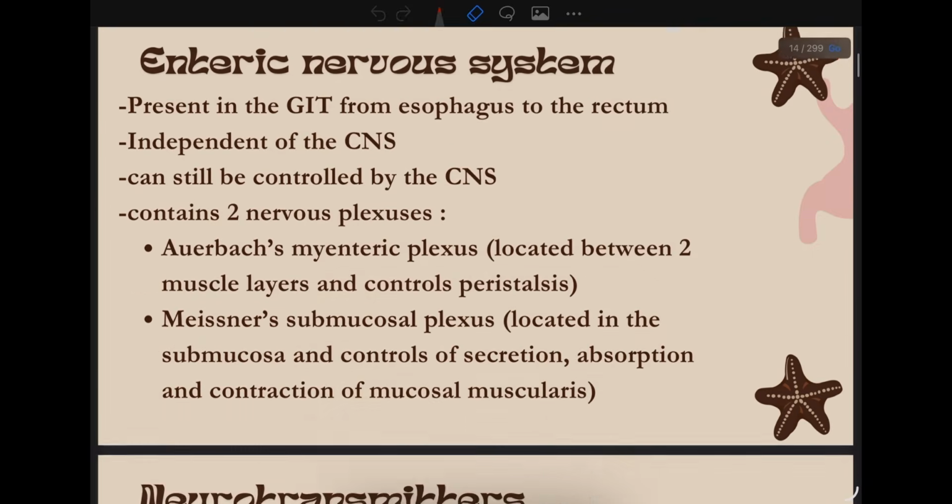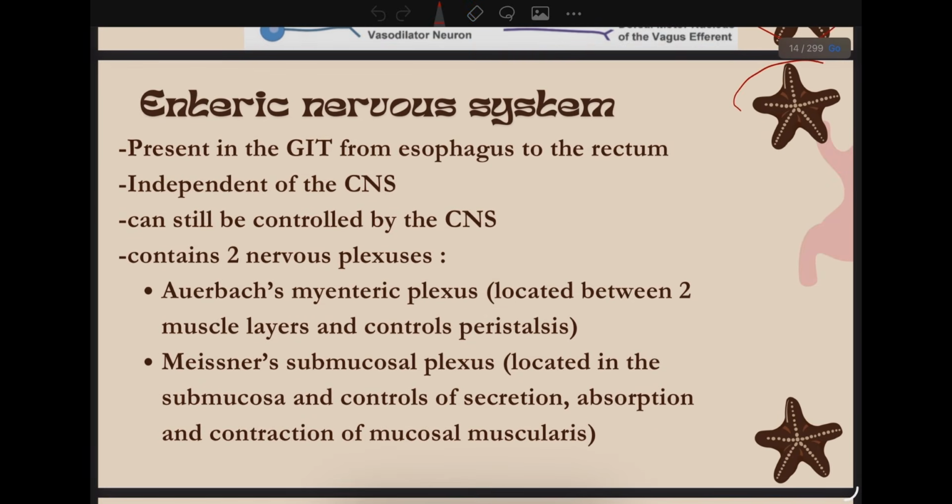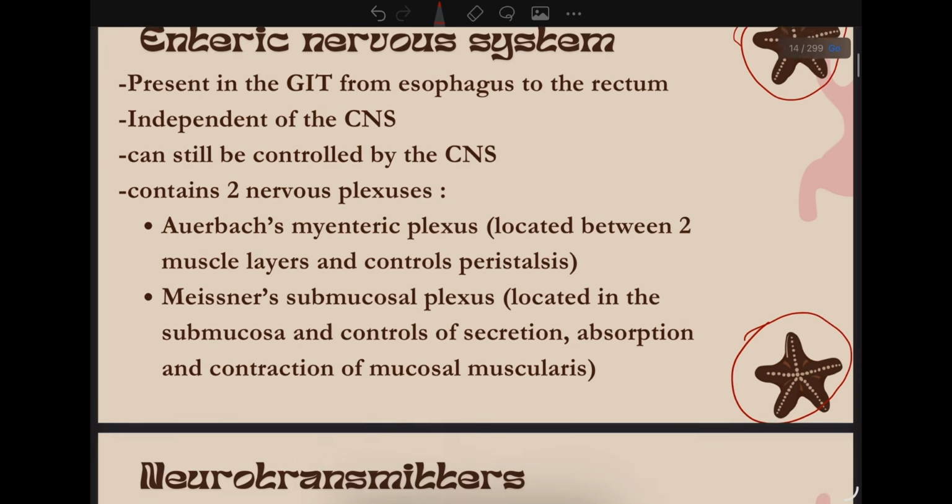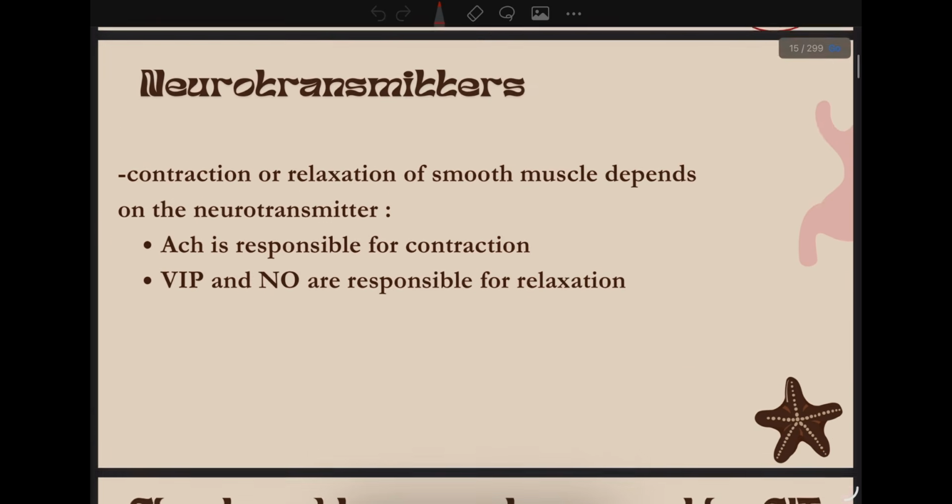Now, the next slide is just a summary, and you can see there are 2 stars here because this is a very important slide, and I found like 13 questions about it or something. So the enteric nervous system is present in the GIT from the esophagus to the rectum. We just took the esophagus as an example. Independent of the central nervous system, but can still be controlled by it. That doesn't mean it doesn't need it at all. It contains the 2 plexuses. We talked about all of them. You can please stop and read this if you want, because it will help you grasp the concept very well.